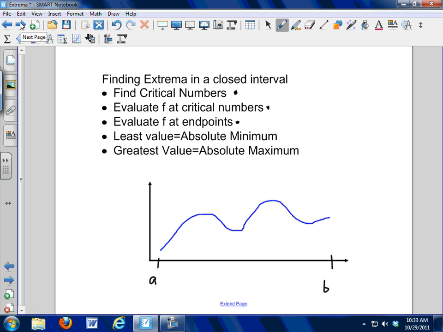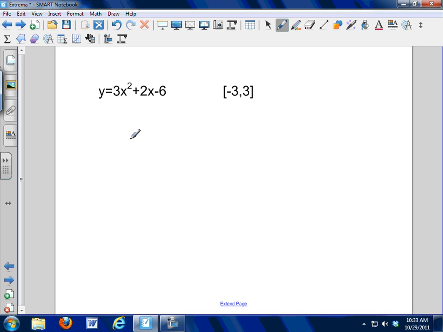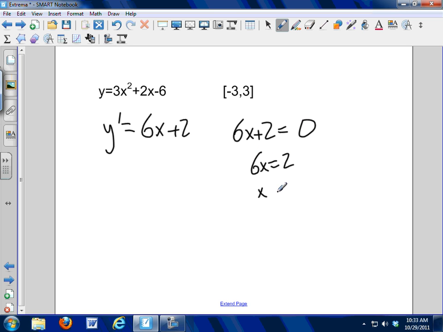All right, so let's try one of those. So my endpoints are negative 3 and 3. There's my function. So I first find the critical numbers, and first I find the derivative. Okay, 6x plus 2. I find out where the derivative is equal to 0. Okay, 6x equals 2. X equals 2 divided by 6, which I think is 1/3.